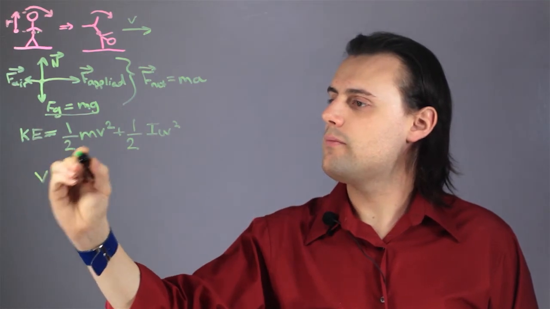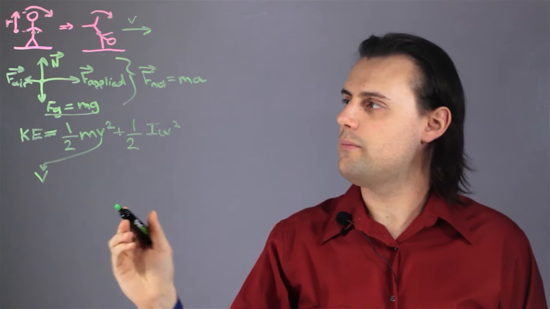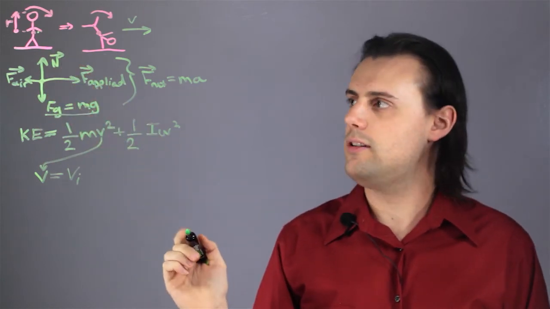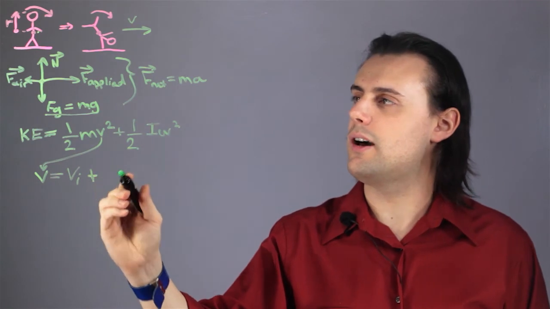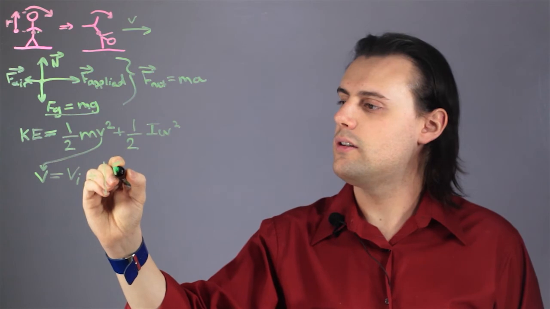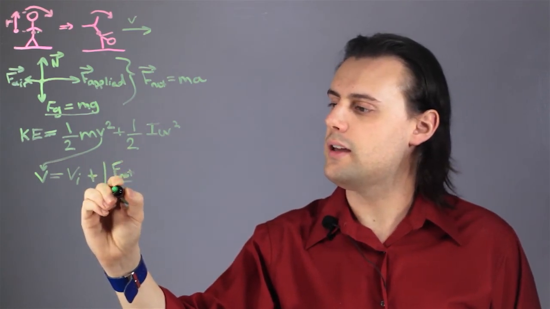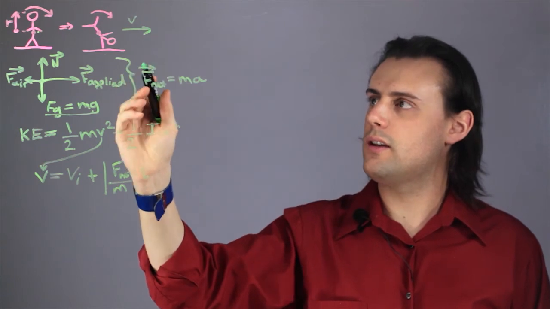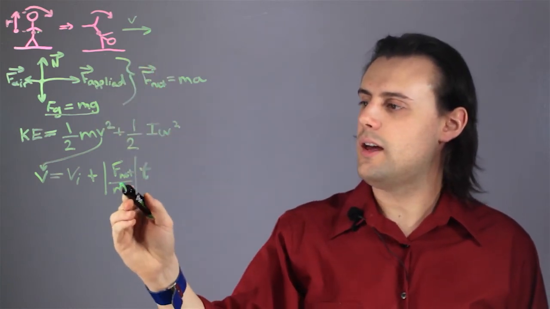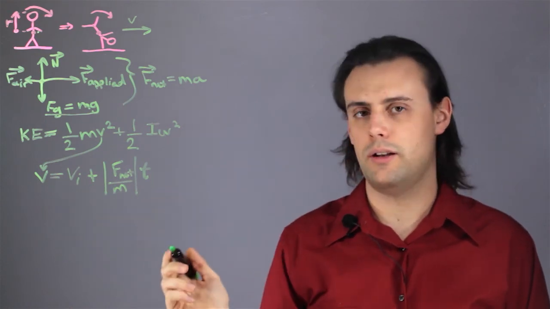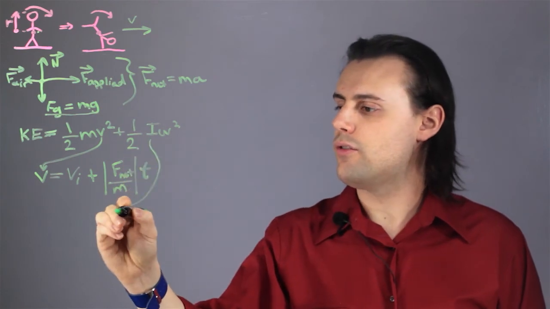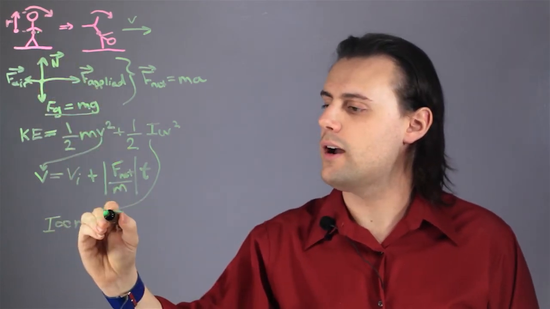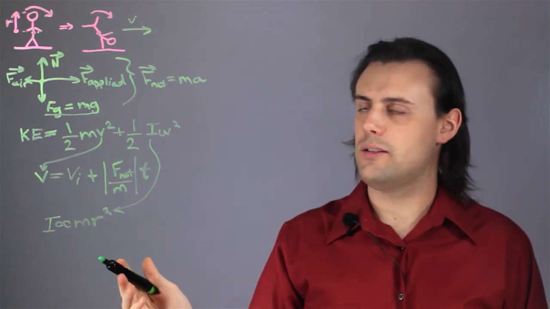So this velocity here from the translational part is going to be equal to his initial velocity, which we can assume to be zero if he starts just standing up at rest, plus the acceleration times time. And the acceleration will be this net force divided by his mass, times time. So once he gets going and he has a velocity, if he doesn't need to apply any additional force, then this velocity will just become a constant and will not depend on time. The inertia for the rotational motion is proportional to his mass times this radius r squared. So the greater mass he has, the greater the rotational inertia.